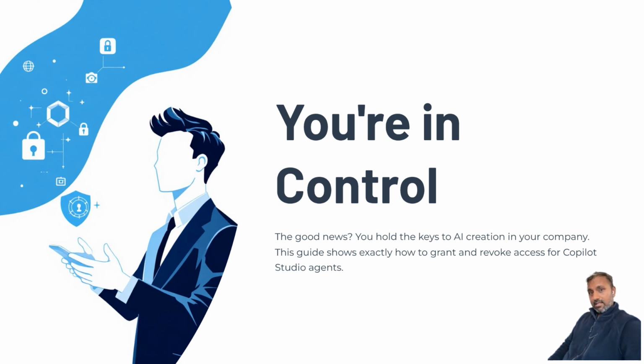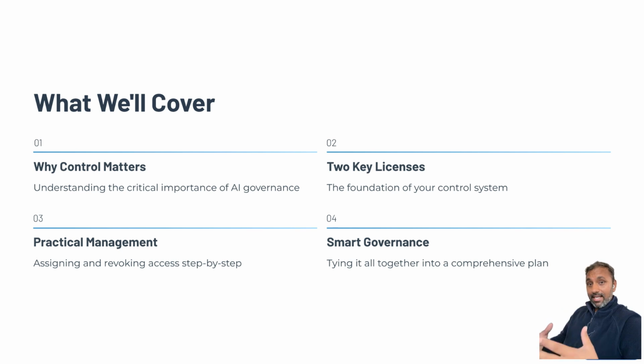You're in control. And in this explainer, we're going to walk through the exact controls you have to grant, and just as importantly, how to revoke access for anyone building agents in Copilot Studio. We'll kick things off with why this is so critical in the first place. Then we'll get into the two specific licenses that are really the foundation of your control. From there, it's all about the practical stuff: assigning and, yes, revoking access, managing this for whole groups, and finally tying it all together into a smart governance plan.